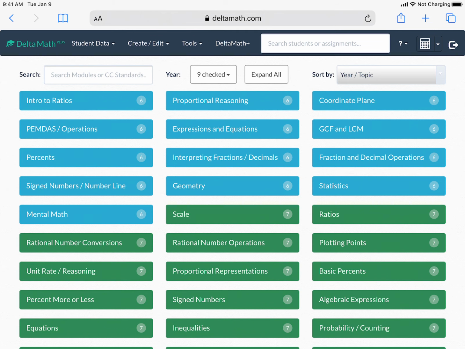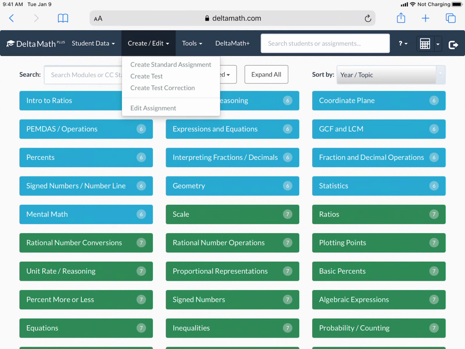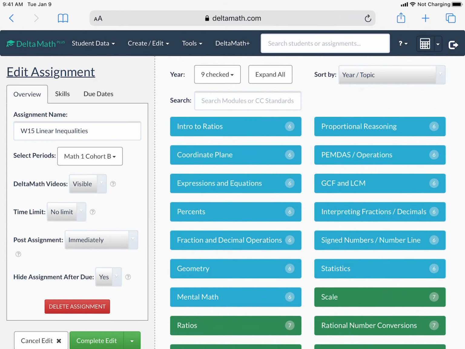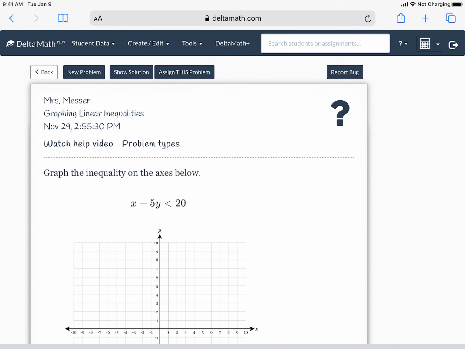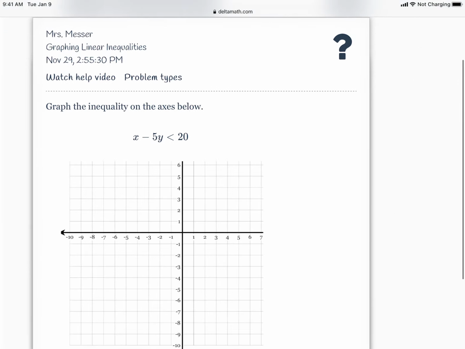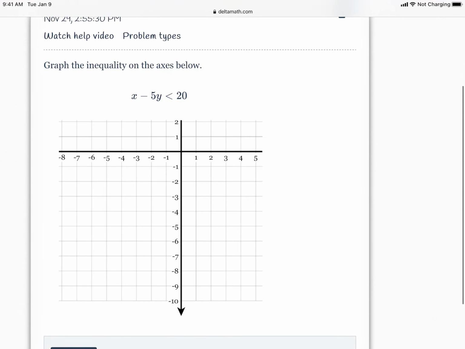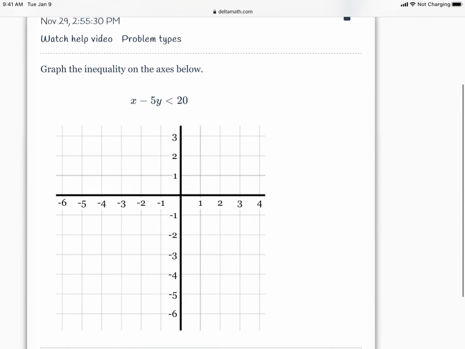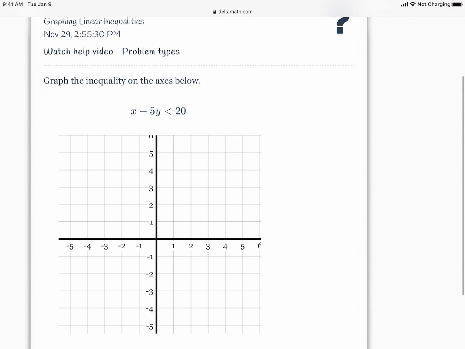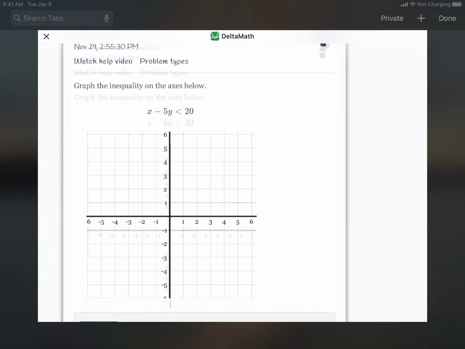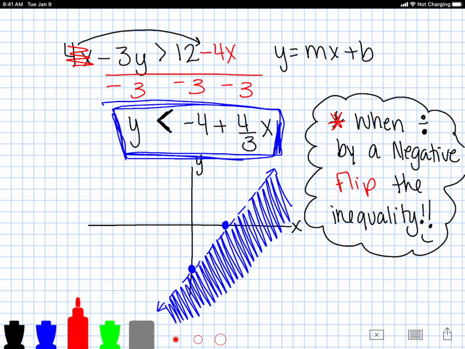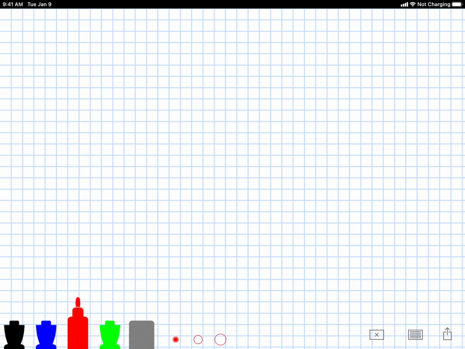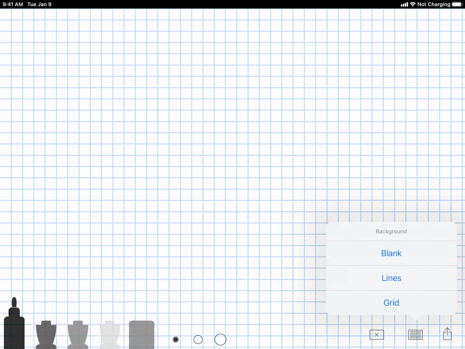So let me go. All right, linear inequalities. So you've got some problems here. This first one's not in y equals mx plus b, so I'm going to have to do a little bit of work here. Oops, I'm moving my graph around. Who knew I could do that? I didn't. All right, so I need to solve for y first. So I'm going to go back to my paper here, and I am going to solve for y.